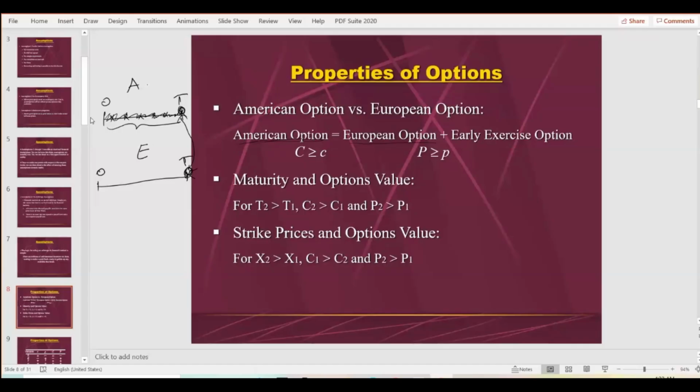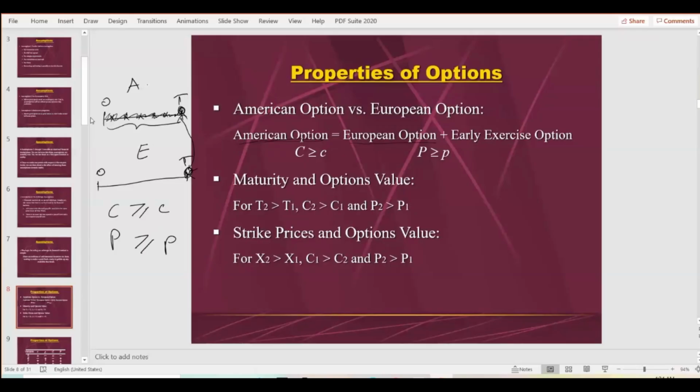So we can say that whether we are talking about call options or put options, the American call is always greater than or equal relative to the European call. The same will apply for put options. Now, the longer the time till expiry, the greater the early exercise option and the greater the difference.